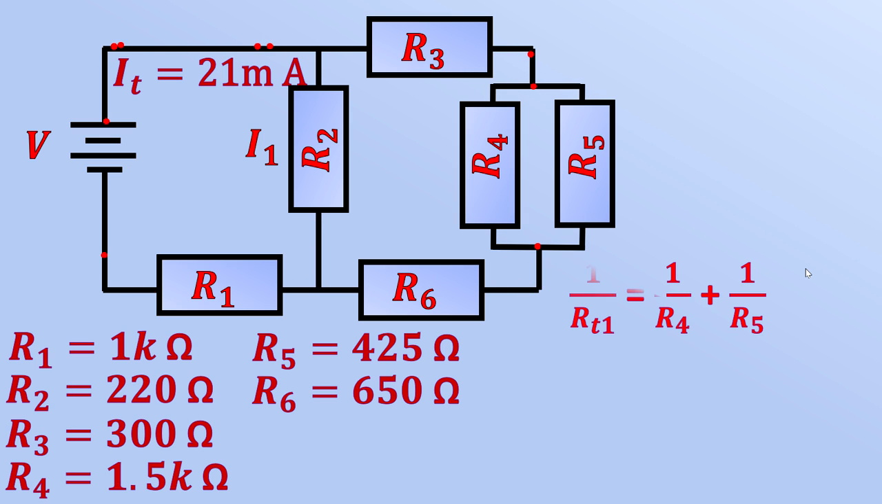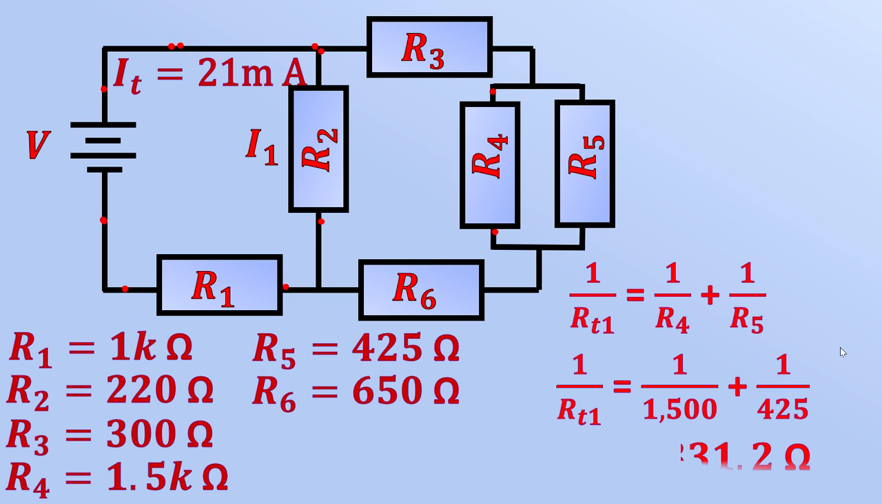So I use the formula 1 over RT equals 1 over each resistor. And again, I'm going to call this RT1 because this is my first total resistance, but it's not the total resistance for the circuit. So I've got 1.5K, which is 1,500 ohms. My R5 is 425 ohms. When I solve that, I get approximately 331.2 ohms.